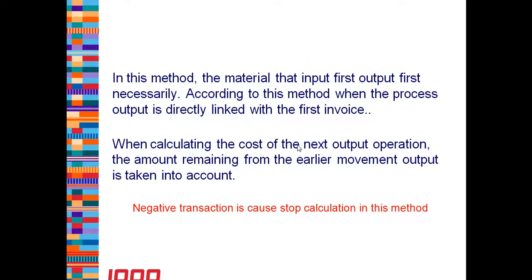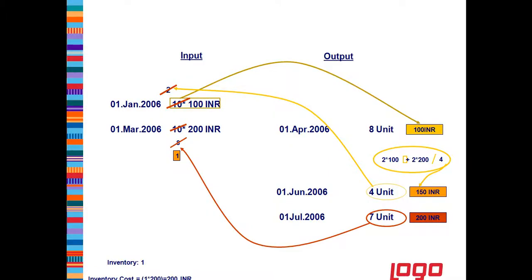Now the third costing method, that is the FIFO method. In this method the material that is input first will necessarily be output first. According to this method, the process output is directly linked with the first invoice. So when calculating the cost of the next output operation, the amount remaining from the earlier movement is taken into account. A negative transaction causes the calculation to stop in this method. Now let me consider one example.